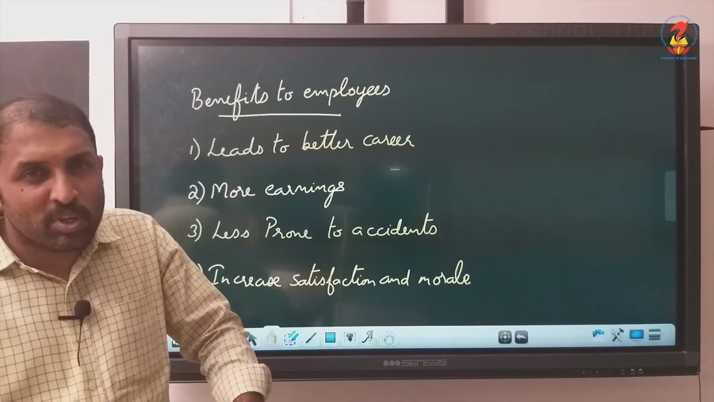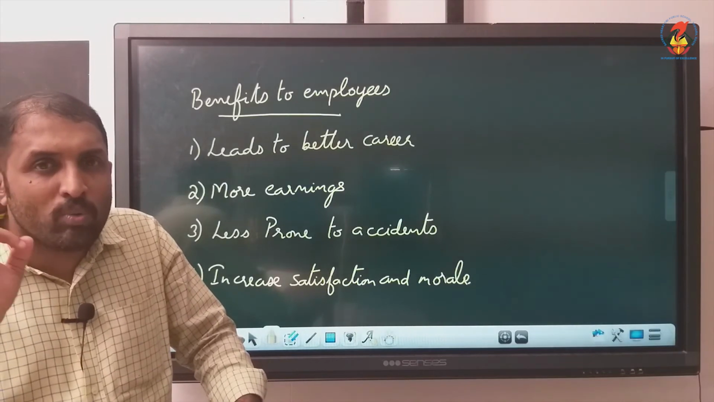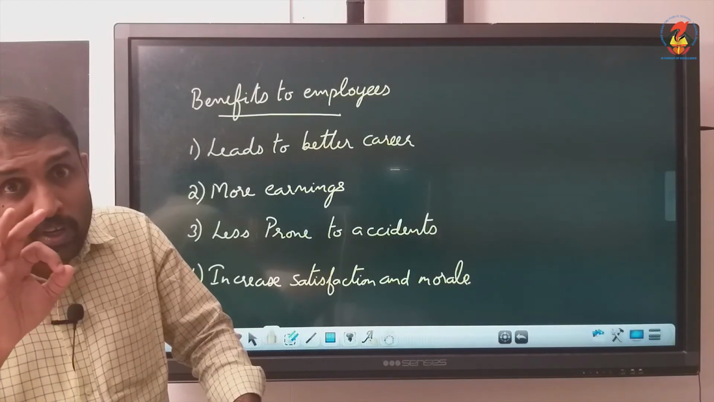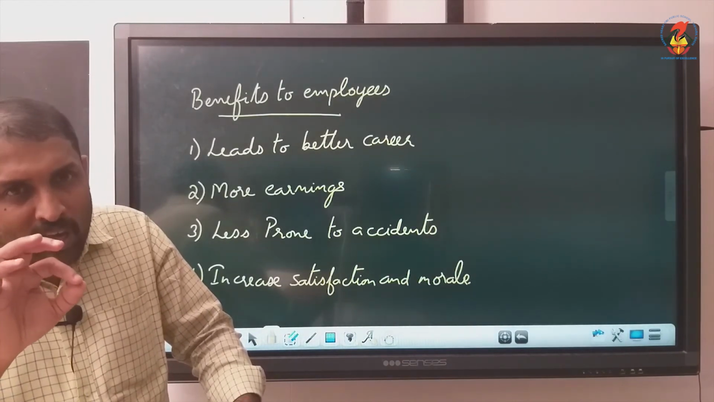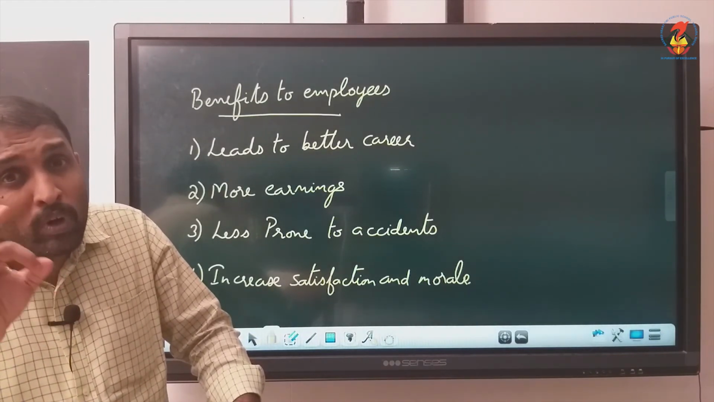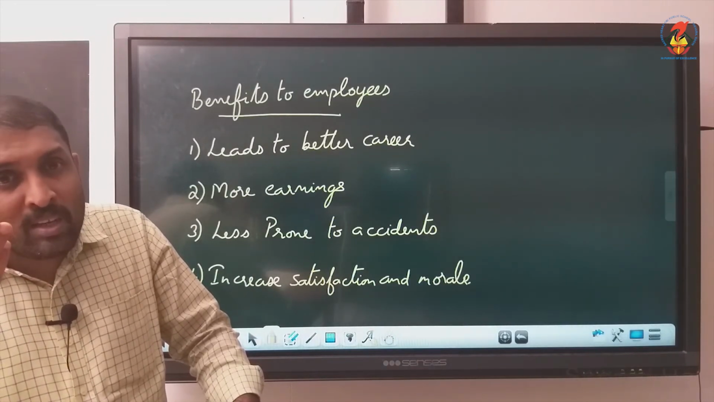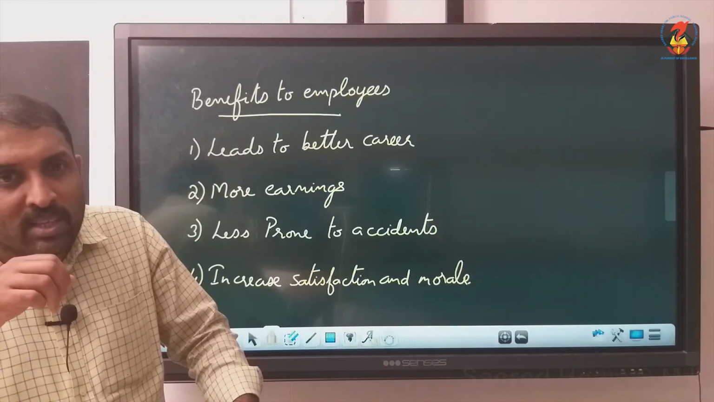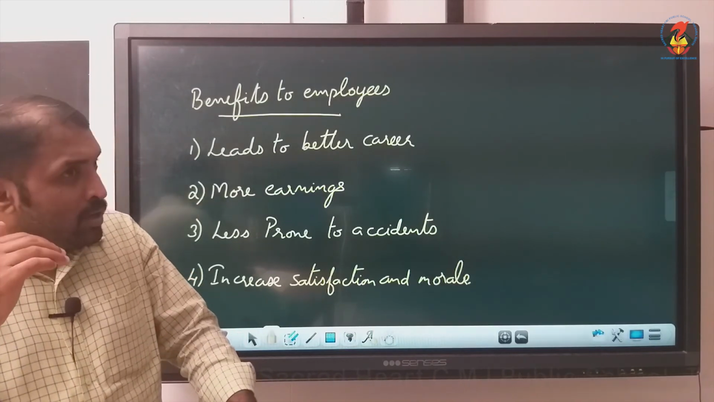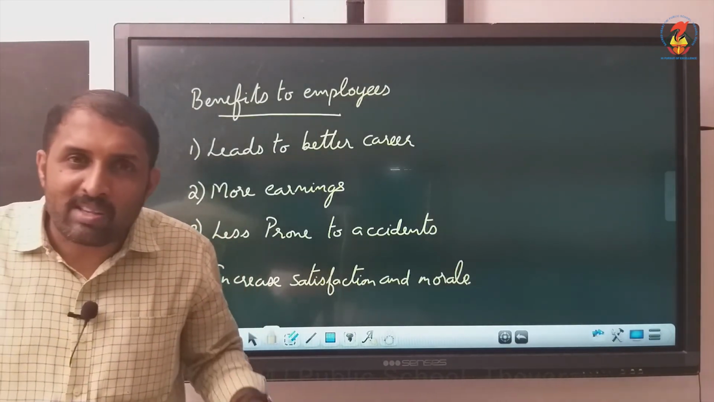Third one is that they are less prone to accidents, because the employee is given an idea regarding the work and how the work has to be done. So they will do according to what they are taught. We have already learned about systematic learning. They are systematically learning. They know where accidents can happen and how work can be done without accidents. So employees can be sure that they are doing the job in the right way, and they can be saved from accidents.